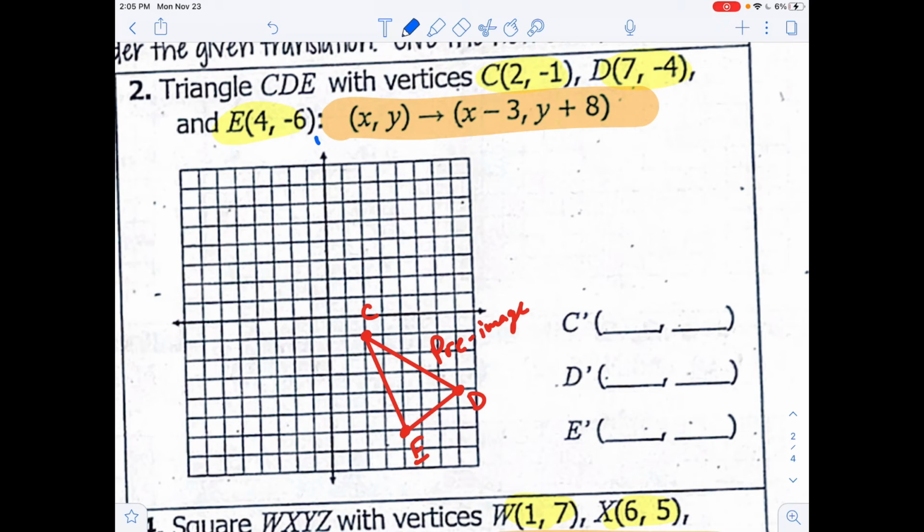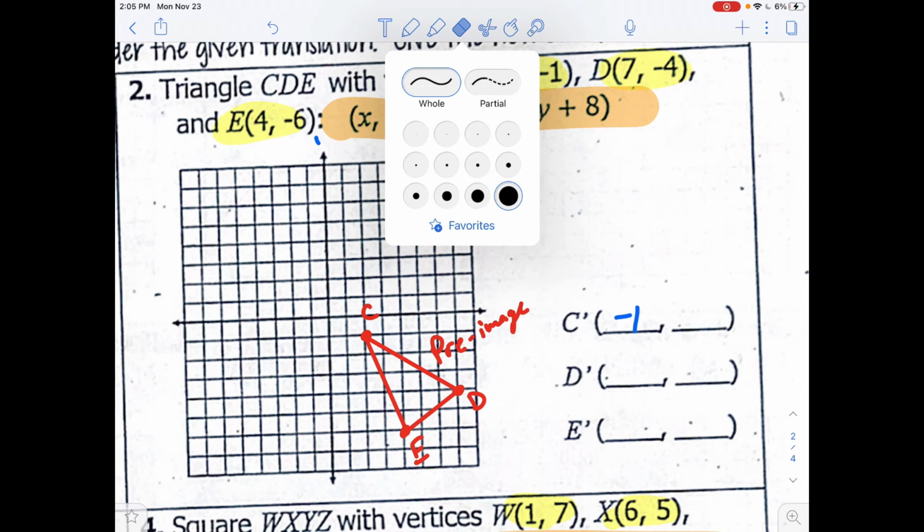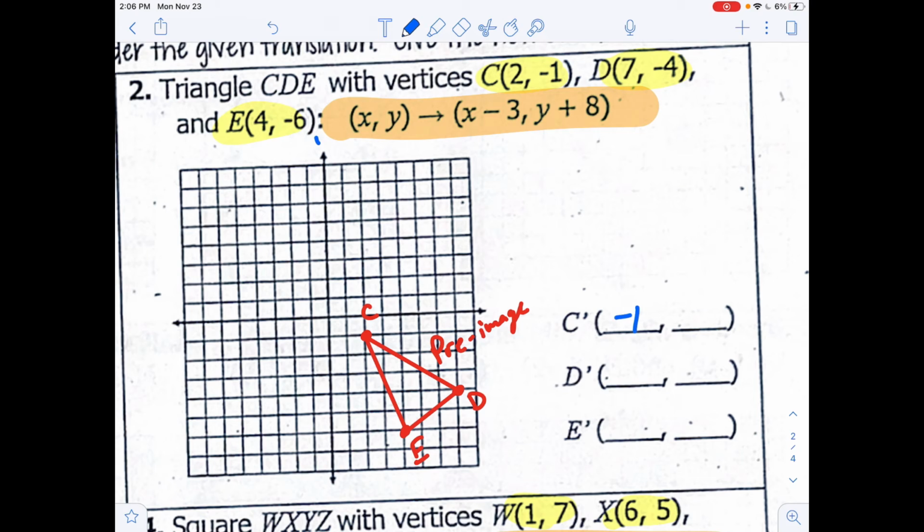2, -1 is C, so C prime, I'll take 2 minus 3 is -1. -1 plus 8 is 7. D prime, 7 minus 3 is 4. -4 plus 8 is 4. And E prime, 4 minus 3 is 1. And -6 plus 8 is 2.